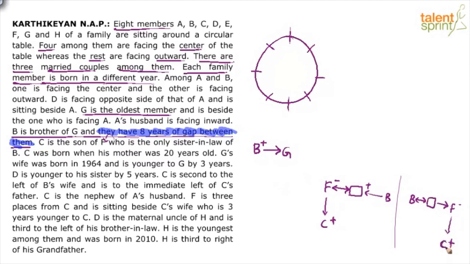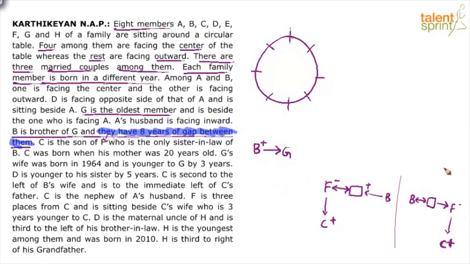Sister-in-law is of two types. There are two relations which can be termed as sister-in-law. One is your spouse's sister. The other is your brother's wife. So in case 1 here, we have taken B's brother's wife as sister-in-law. Here you have taken B's spouse's sister as sister-in-law. Right? So we need to get some clarity there. Let's move on and see anything else given there.